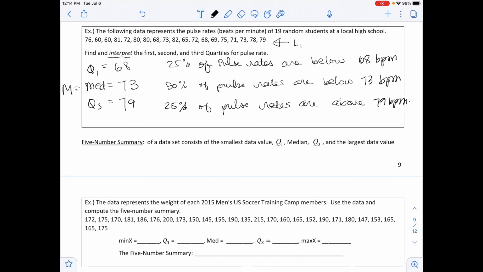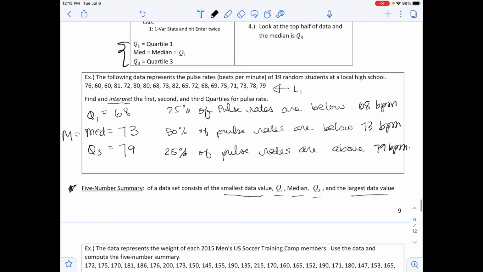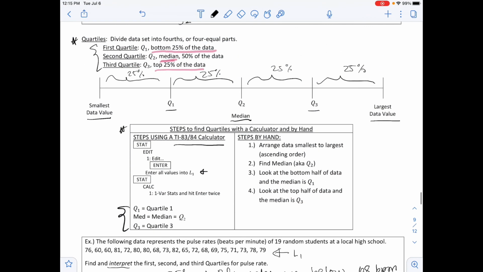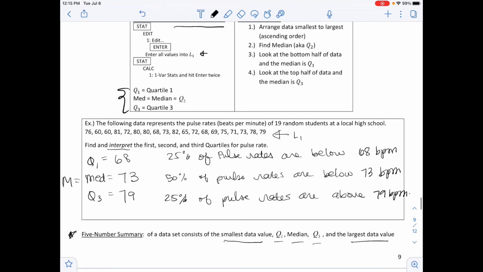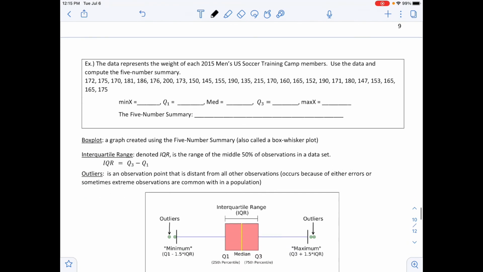79 beats per minute. The next definition that we have is called our 5-number summary, and this is of a data set and consists of the smallest data value, Q1, your median, Q3, and the largest data value, which is what we had listed right up above. So this is our 5-number summary. Again, that splits everything into those equal parts, those 25%.